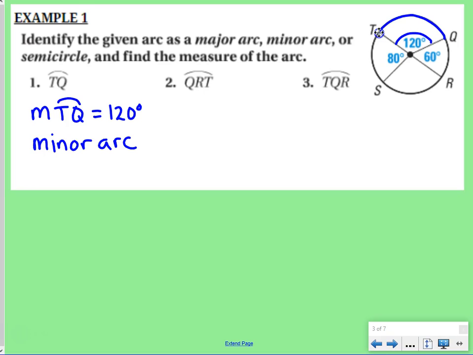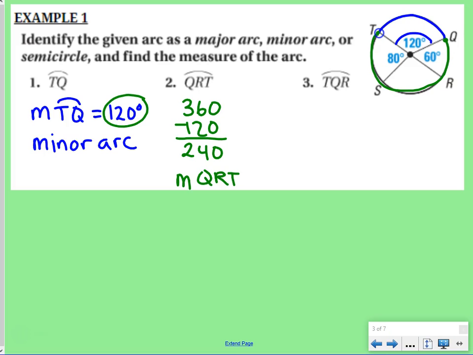Next arc is arc QRT. So we have arc Q, R, and then all the way to T. So it's in green. So that is opposite of the minor arc, QT, or TQ. So the measure would be 360 minus 120, which would give us 240. So we can say the measure of arc QRT is equal to 240 degrees, and it is a major arc.